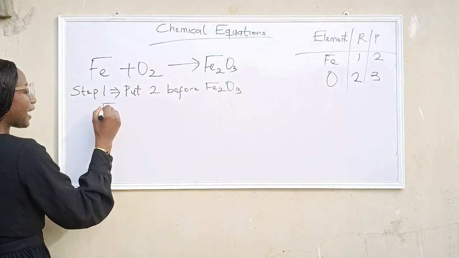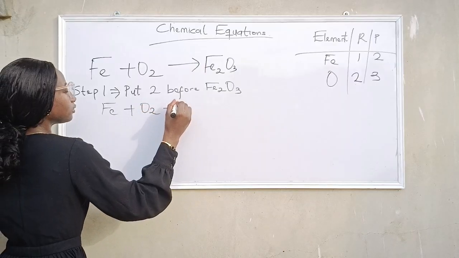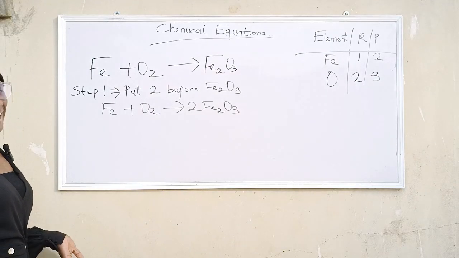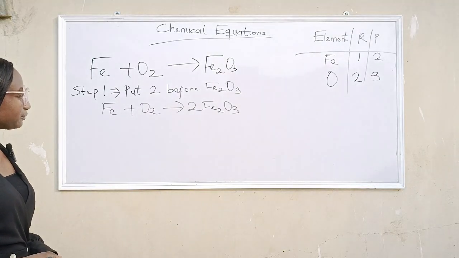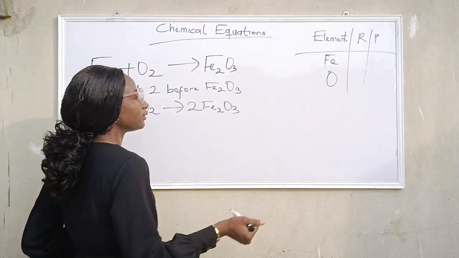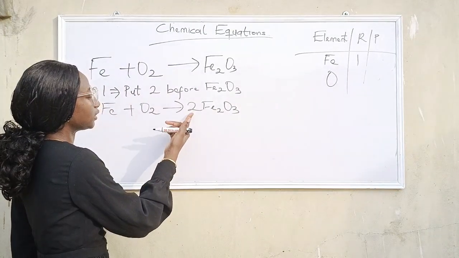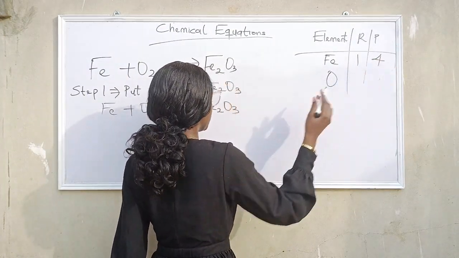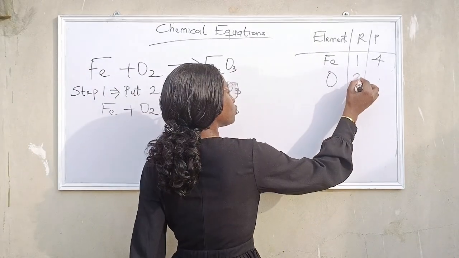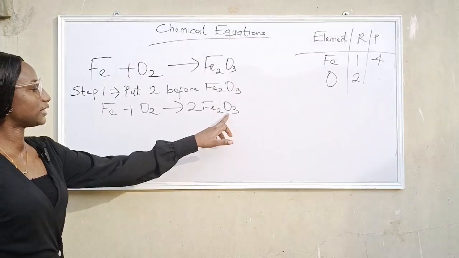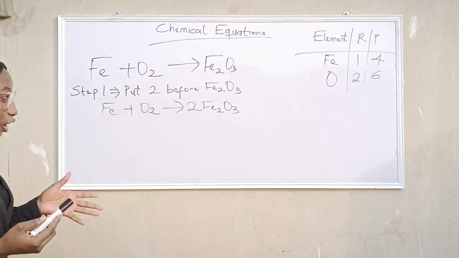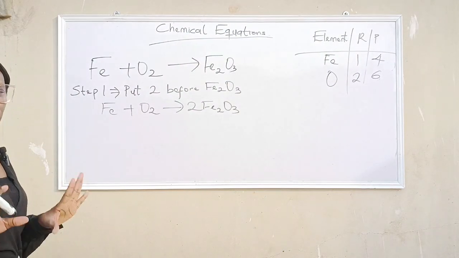So putting 2 before, let's find out if we have gotten the answer. Let's count the atoms on both sides. For the iron, we still have 1. For the product side, we have 4 now because this is 2 times 2. Now for the oxygen, we still have 2, but on this side we have 6. So we are going to make this side 6. We already know what we want to do before, but we have to do it step by step.